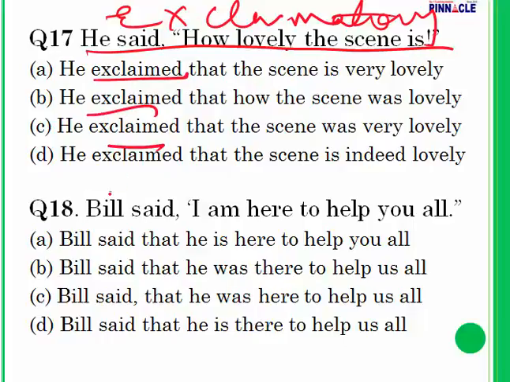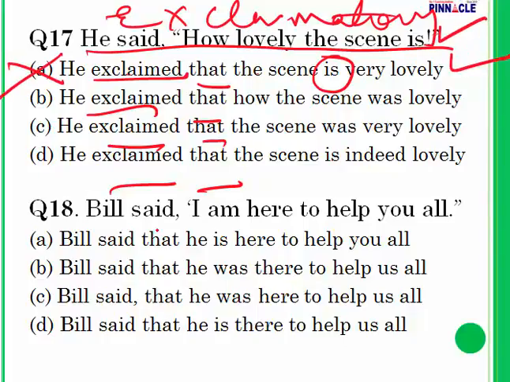We have exclaimed in all of them. Go for the connecting word. We have the connecting word with all of them. Exclaimed. Question number 17. Now let's look at the first one. He said how lovely the scene is. He exclaimed that the scene is very lovely. There is no change of tense. This is in present. This is also in present. So A gets eliminated.